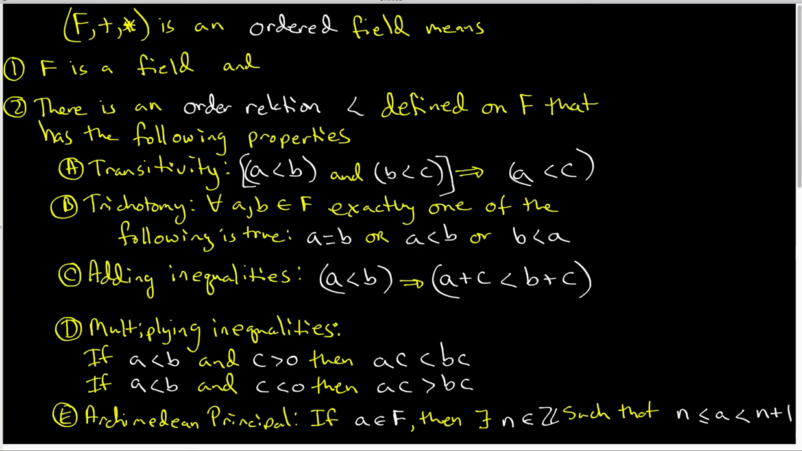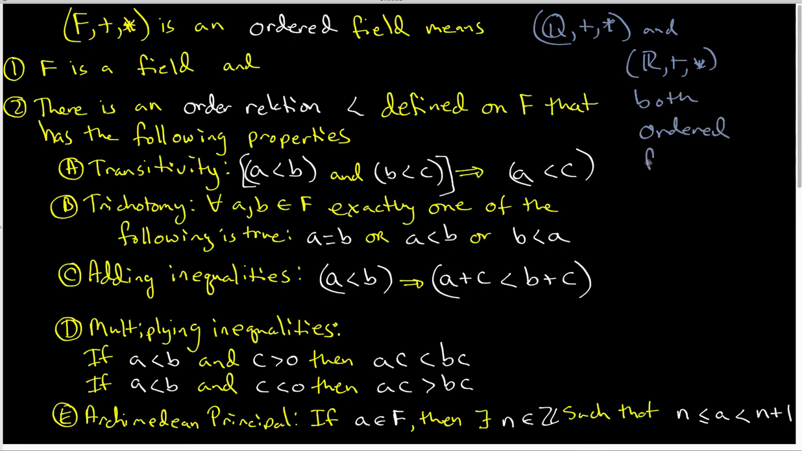And here again, what I want to notice is that Q under plus and times and R under plus and times satisfy all of these axioms, and so they are both ordered fields. So the order axioms are not where the difference between the rational numbers and the real numbers lies.